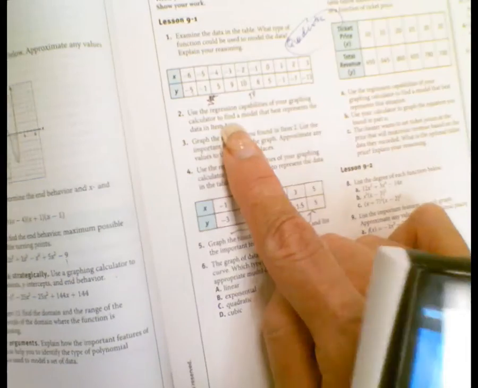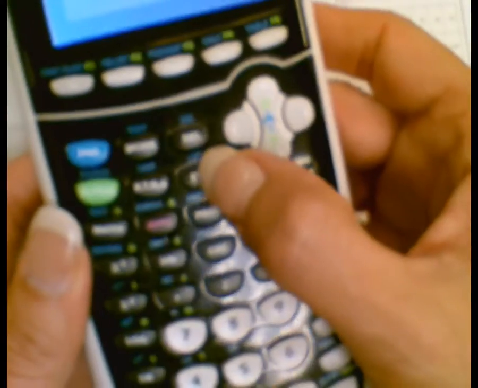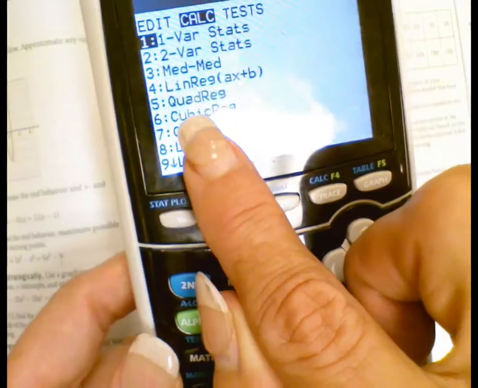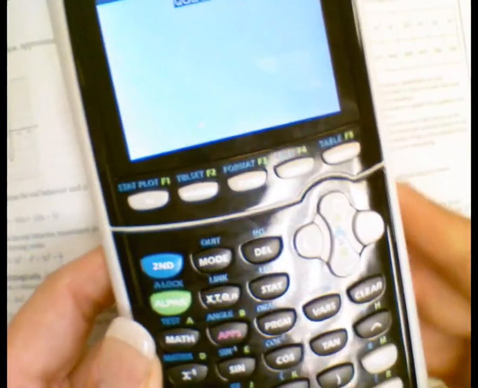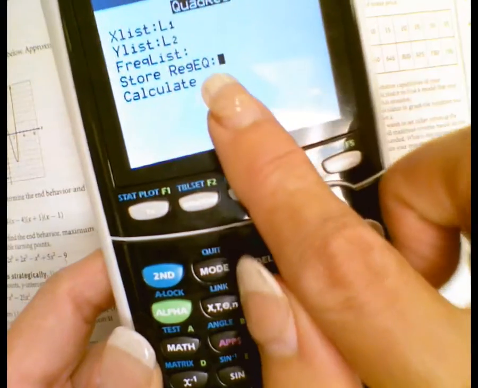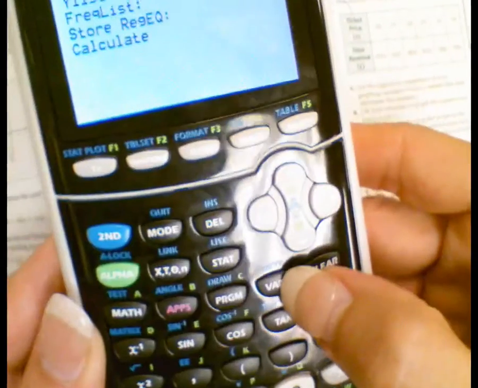And it says right here, to find a model that best represents this, so we're going to press stat, calculate, and it looks like a quadratic, so we're going to go down to number 5, quad regression, and press 5. And then I'm going to go ahead and store this. It doesn't ask me to, but I just get used to it.